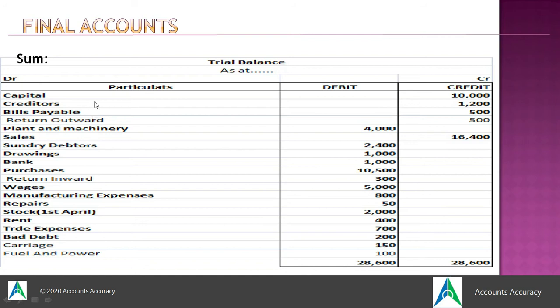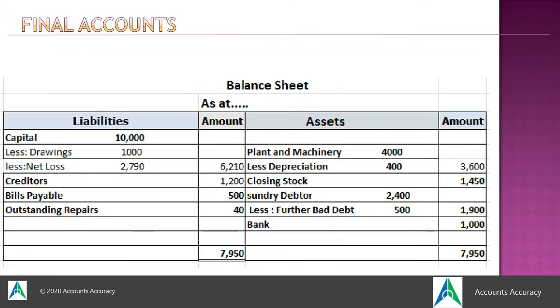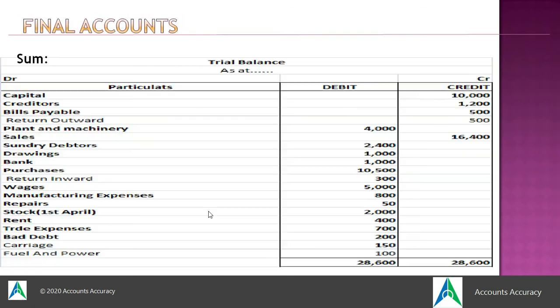So these three you can see here: capital, creditors and bills payable. These three are the liabilities which I have shown here in the balance sheet liability side. So simply you will transfer the amount to the liability column of the balance sheet in your solution.